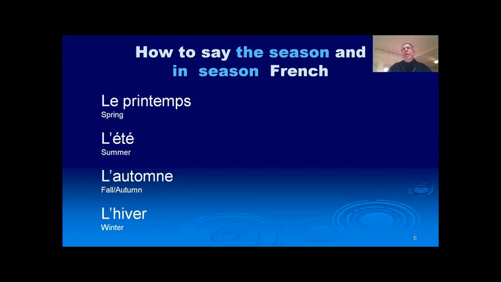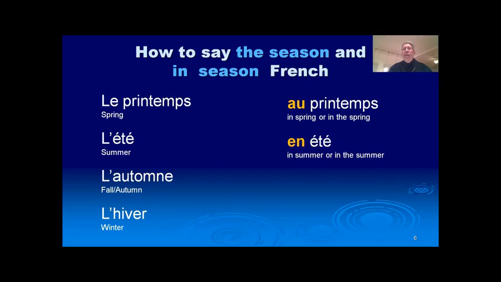Now, when we want to say something occurs in that season, like something occurs in spring or in winter, we have a special way of saying that. So if we want to say that something occurs in spring or in the spring, we say au printemps. Can everybody say that? Au printemps. Very good. Okay, au printemps is in the spring or in spring. Now, if we want to say in summer or in the summer, we're going to say en été. Can everybody say that for me? En été. Very good. Good.